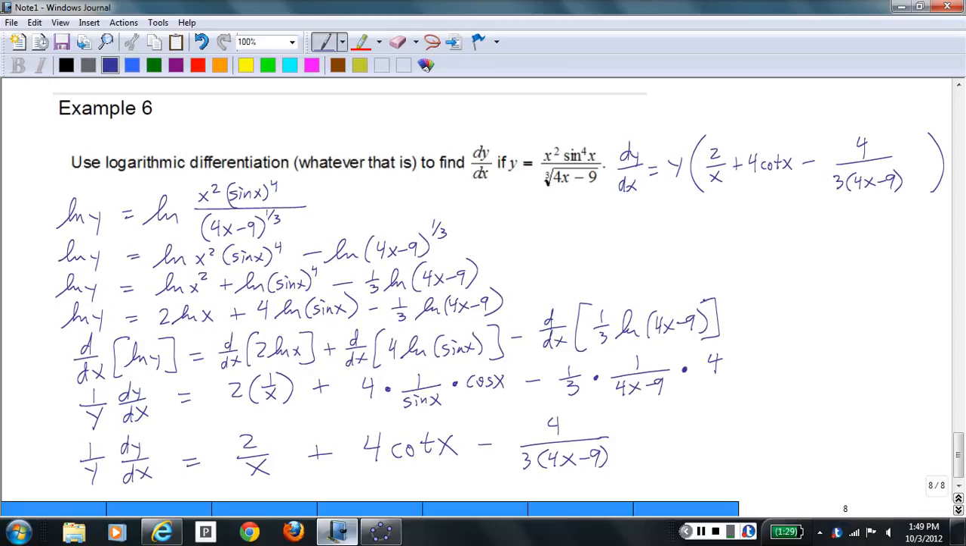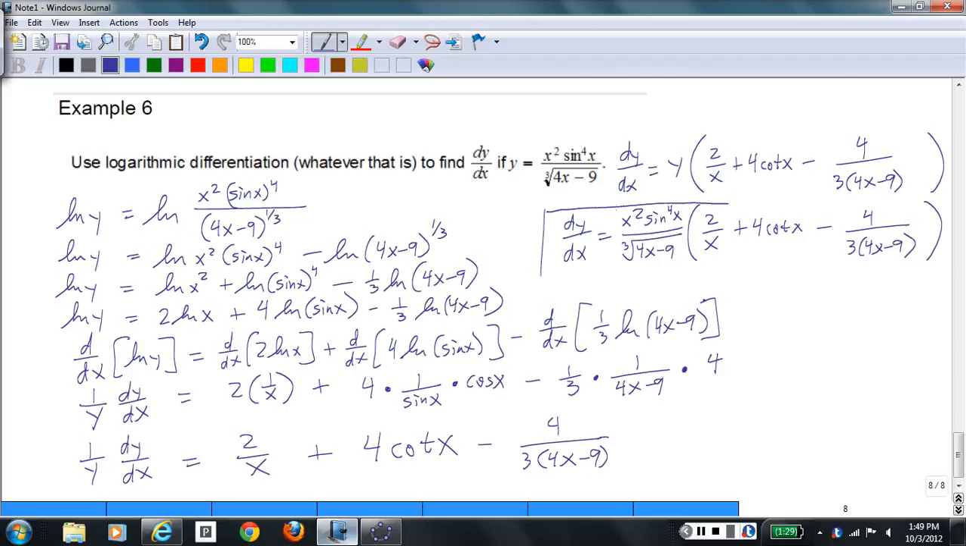So one more step. Pick up the y and replace it with x squared sine to the 4th x over the cube root of 4x minus 9. So dy/dx equals x squared sine to the 4th x over the cube root of 4x minus 9 times 2 over x plus 4 cotangent x minus 4 over 3 times the quantity 4x minus 9. Looks like this.